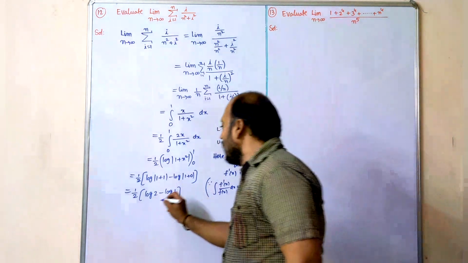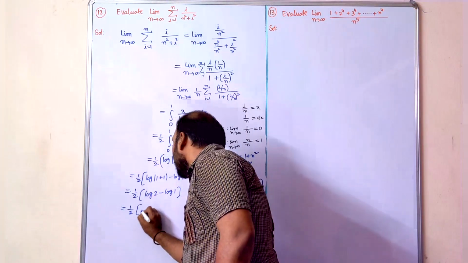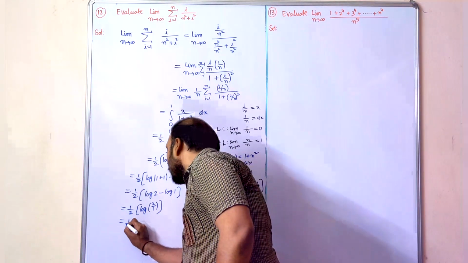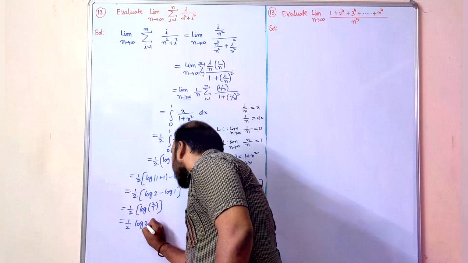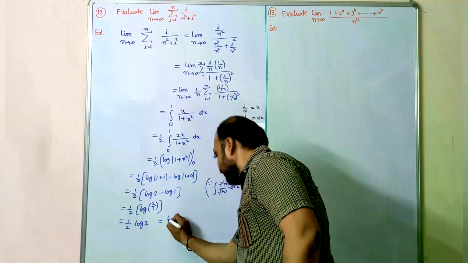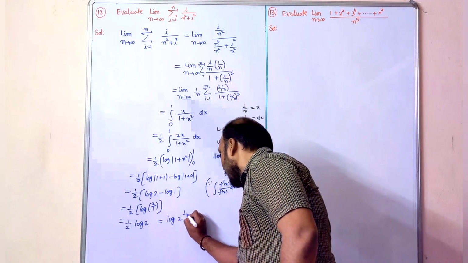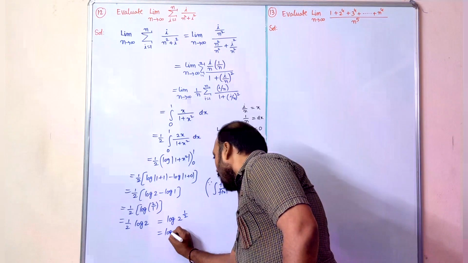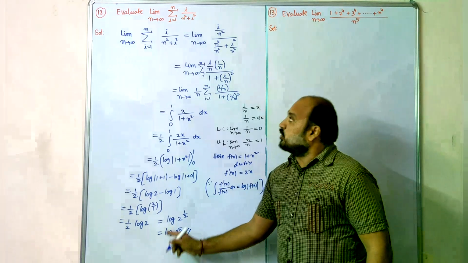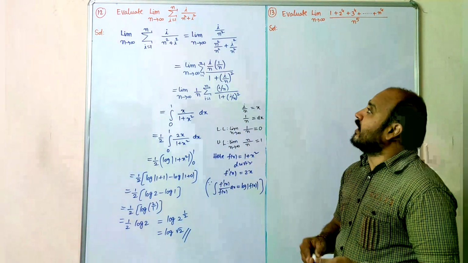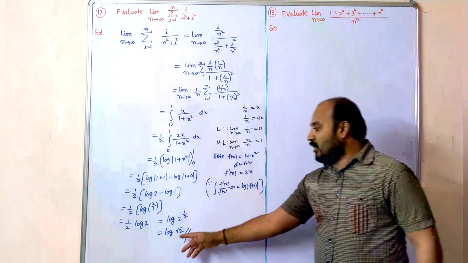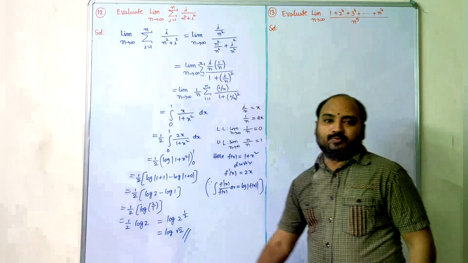So log a minus log b, log a by b. 1 by 2 log 2 by 1. So half into log 2. Even this is also a correct answer. But if you want to write 1 by 2 as a power, log 2 power 1 by 2, that is equal to log root 2. All answers are correct, dear students. So the given limit n tends to infinity sigma i equal to 1 to n, i by n square plus i square value is log root 2 or half log 2.